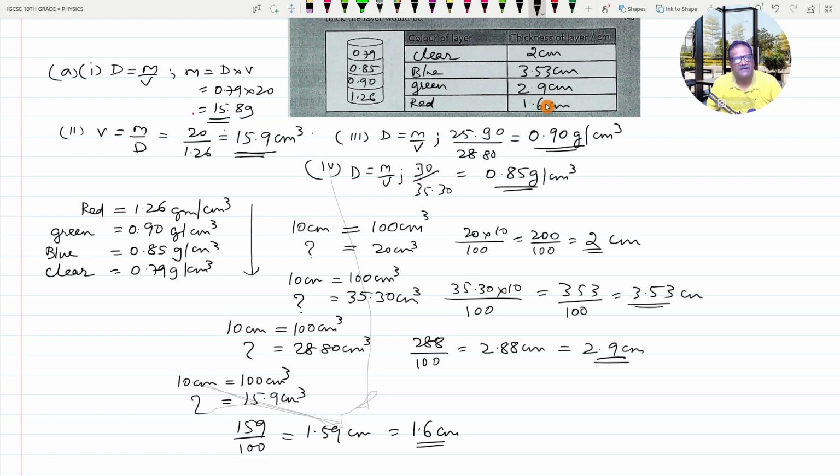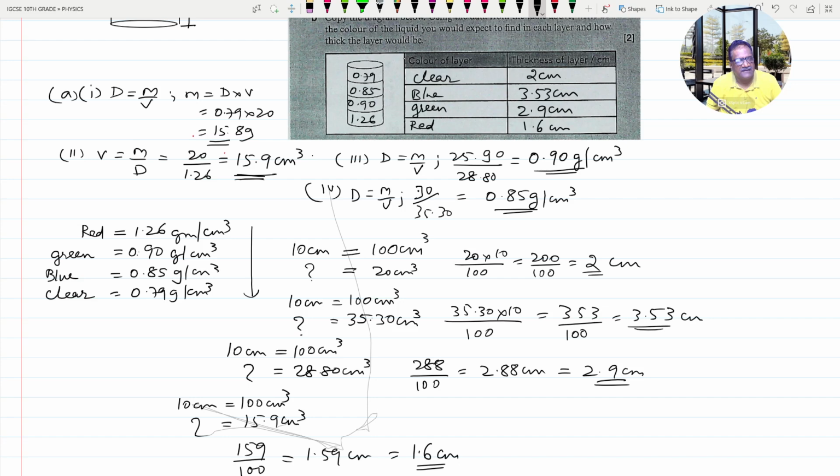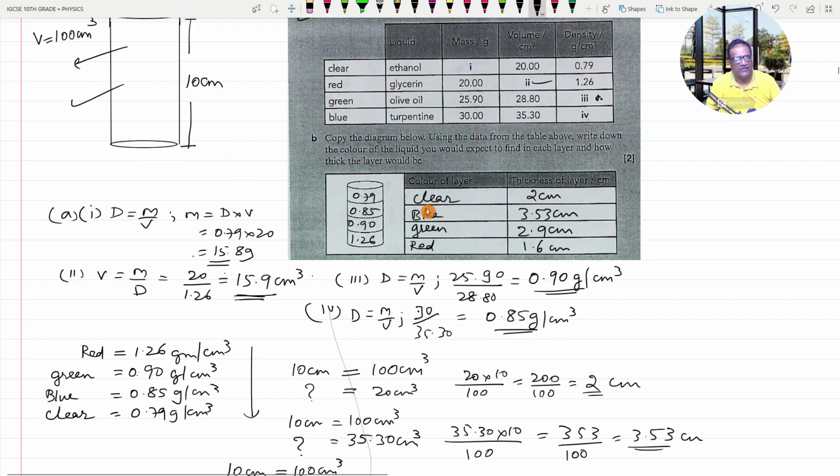So these are your answers for question number B that I worked out for you. So the clear solution will be on the top, then below that there will be blue, then green, and then the red. And the corresponding thickness will be, for clear it will be 2 centimeter, for blue it will be 3.53 centimeter, for green it will be 2.9 centimeter, and for the red it will be 1.6 centimeter. So that completes our question number 8, A and B both.